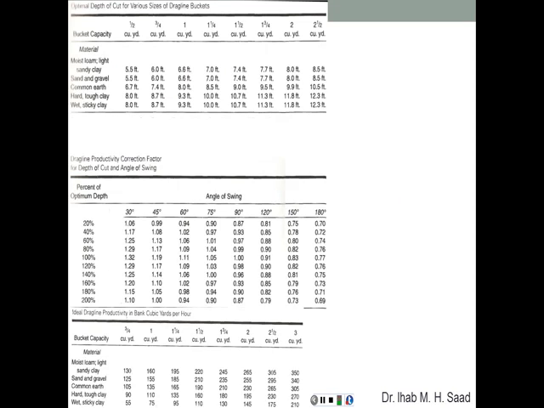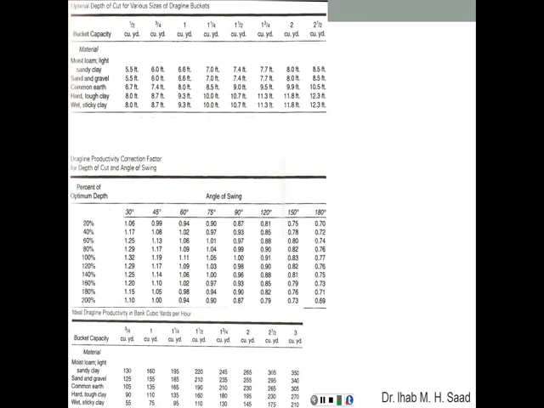Now again, here are some sample production rates. If we're talking about a dragline with a bucket capacity of 2 cubic yards, digging through moist loam or light sandy clay is going to have an optimum depth of cut of 8 feet. If you're digging through wet, sticky clay, the optimum depth of cut for the 2 cubic yards is going to be 11.8 feet.